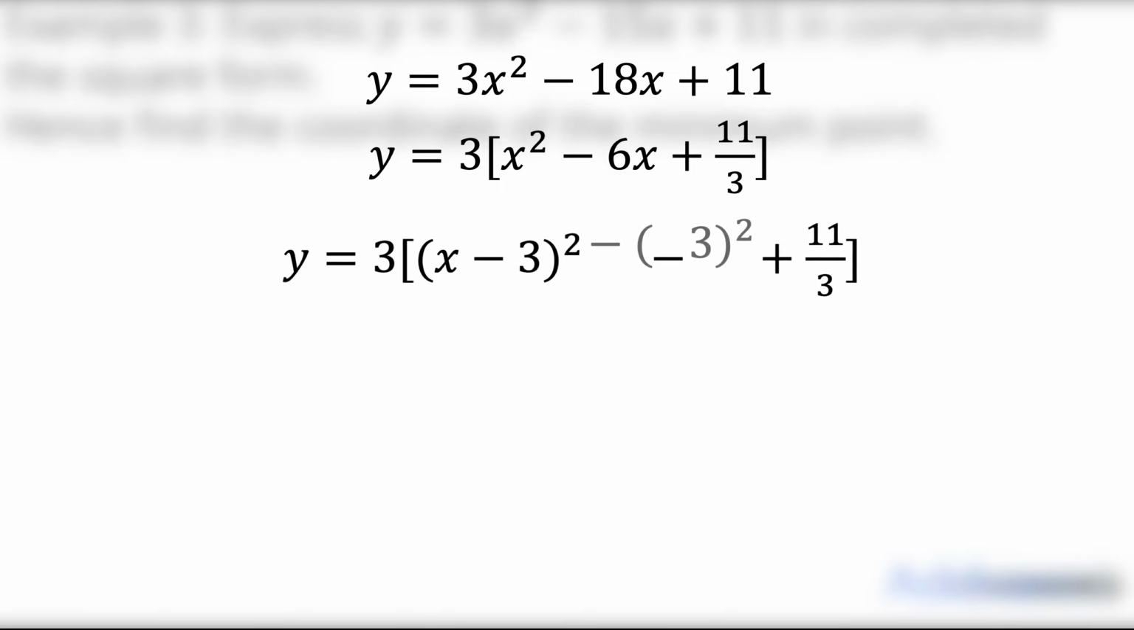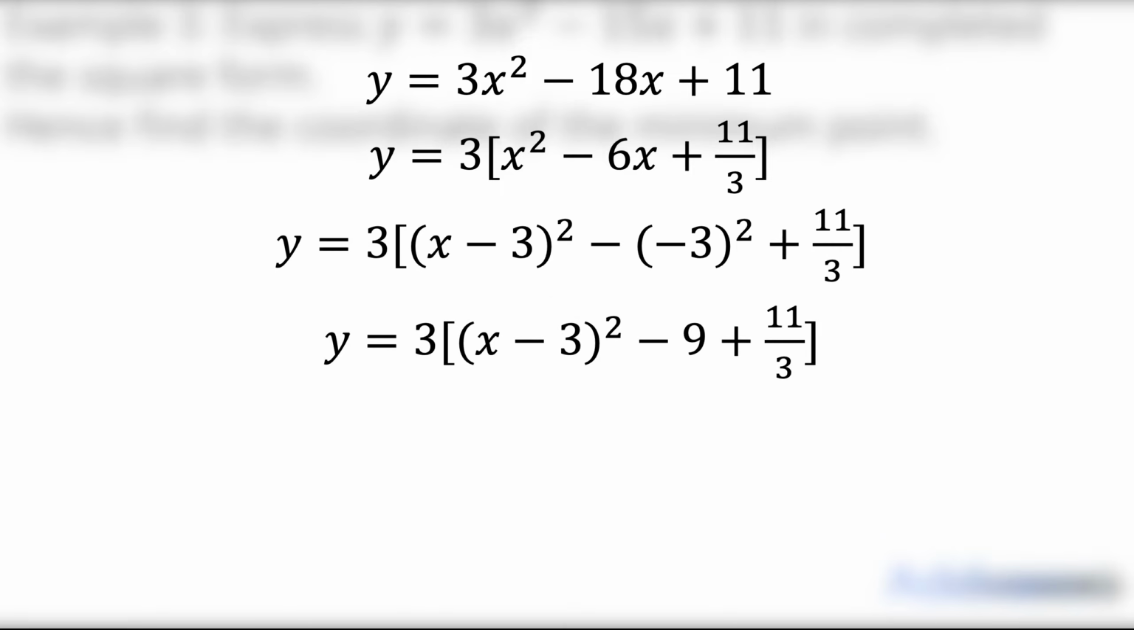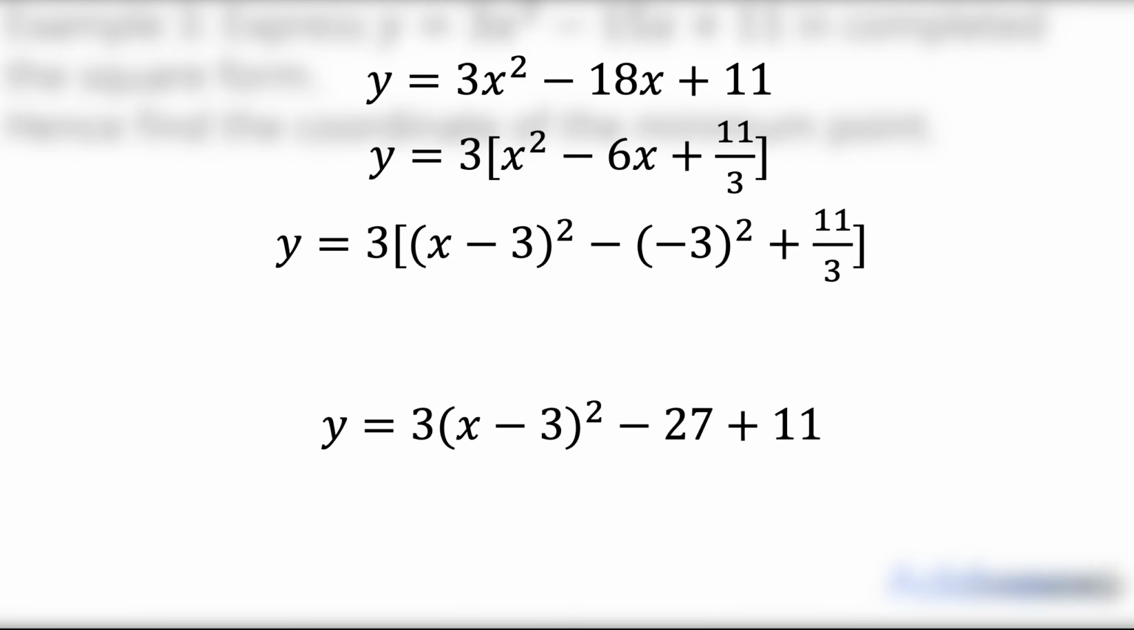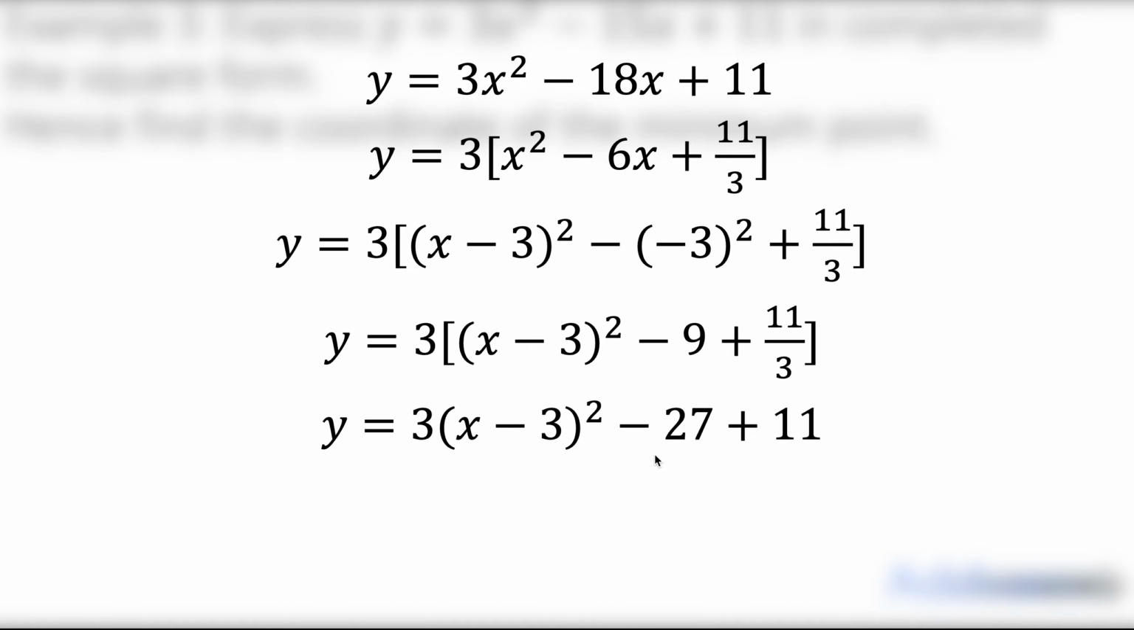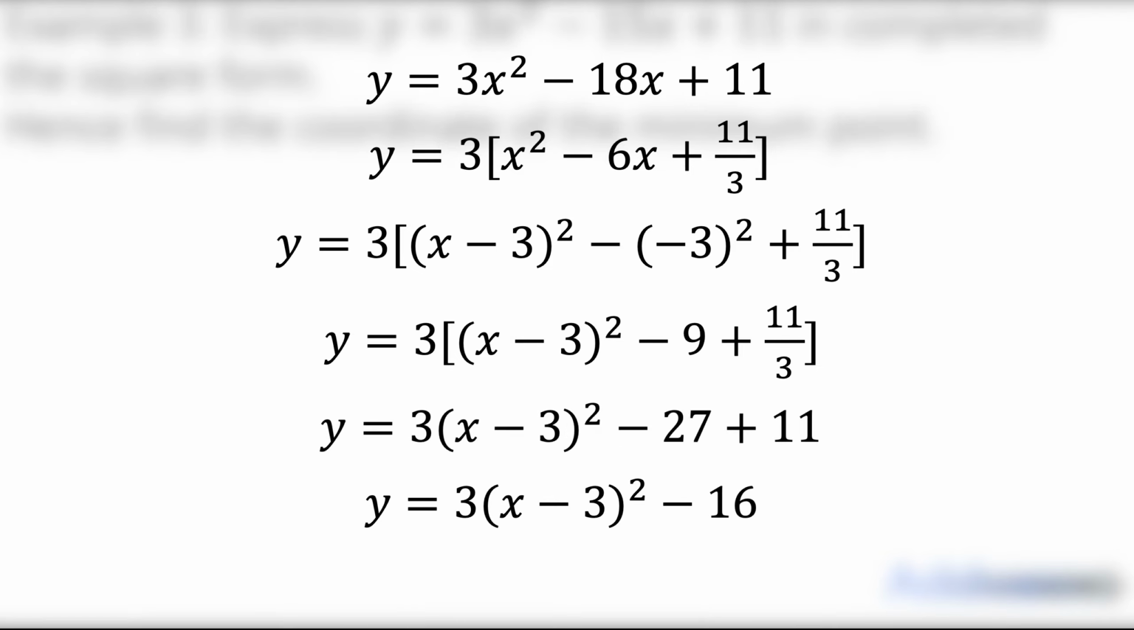Then we can expand the square brackets. So we get 3 times x minus 3 squared, 3 times minus 9 is minus 27, and 3 times 11 thirds is 11. Minus 27 plus 11 is minus 16, and that is the final step.